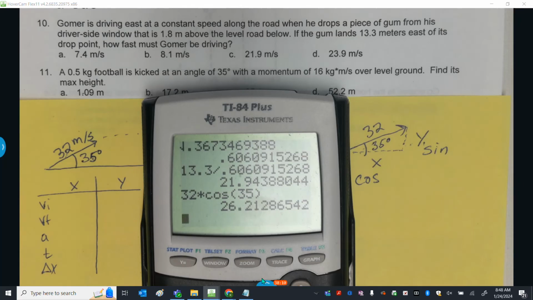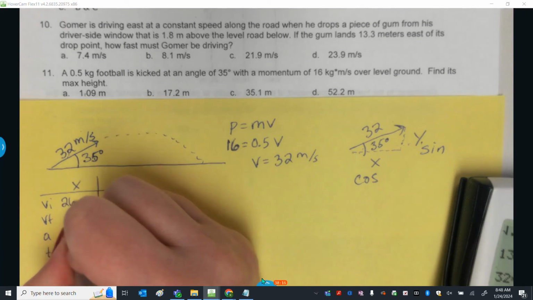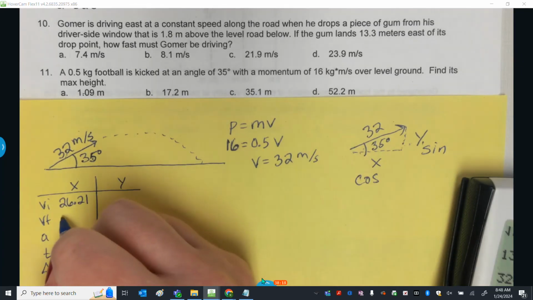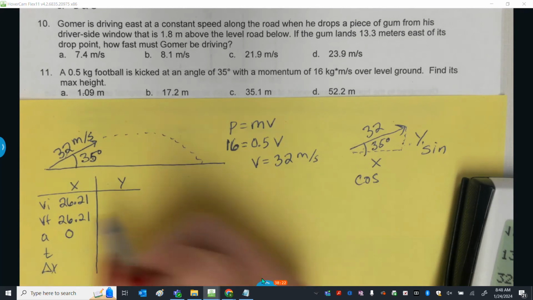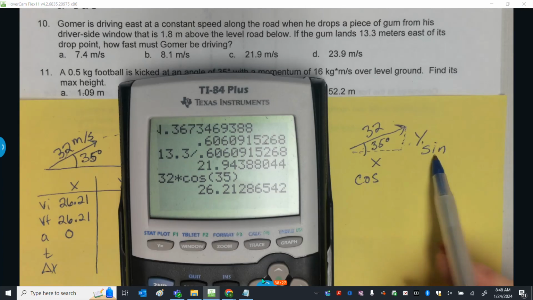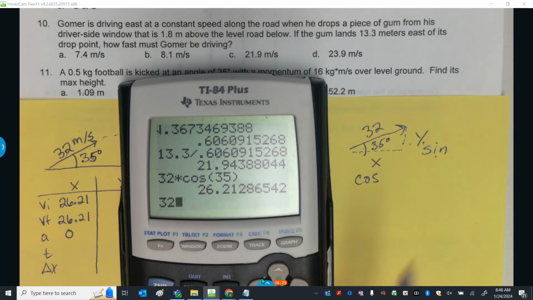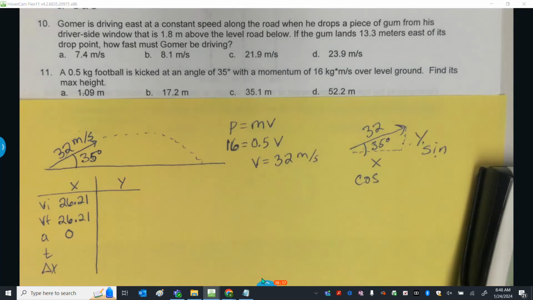And I'm going to get this for my x component, 26.21. And again, in the x direction, my velocity remains constant the whole time because there is no acceleration. Now let's find the y component. I'm going to use sine. 32, that's my hypotenuse, times sine of my angle 35 degrees, gives me 18.35 as my y component.